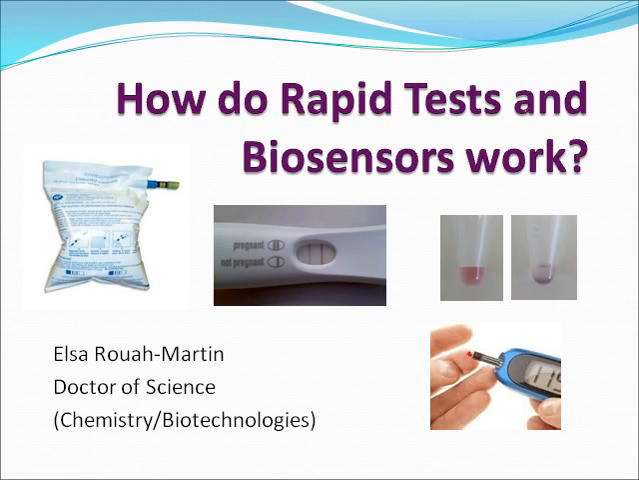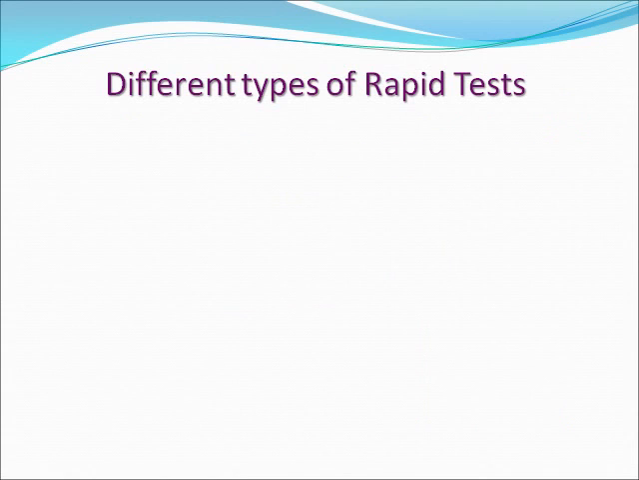I'm Rouah-Martin, Doctor of Science in Chemistry and Biotechnologies, and today we're going to talk about rapid tests and biosensors, and we're going to see how they work. Rapid tests and biosensors allow the fast detection of specific compounds on site without the use of any analytical equipment.